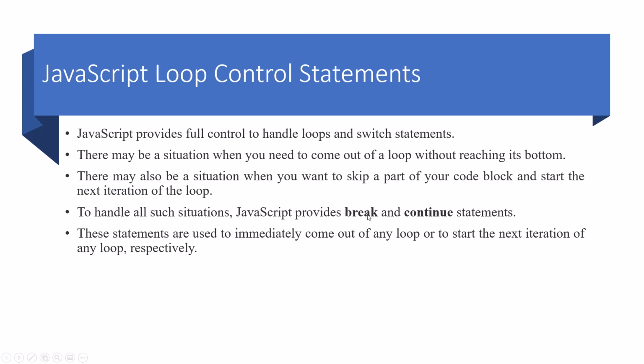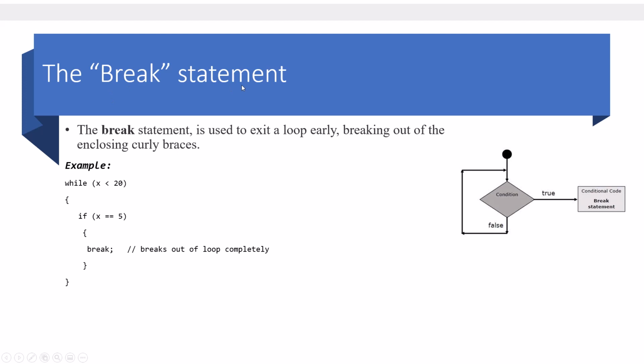So we will see one by one these statements, how and where we can use them and how they work in the loops. These statements are used to immediately come out of any loop or to start the next iteration of any loop respectively. So first we will start with the break statement. As the name suggests, it is used to break the loop we are currently in. So it is used to exit a loop early. Means if you want to exit the loop when some condition is true, then you can use this break statement.